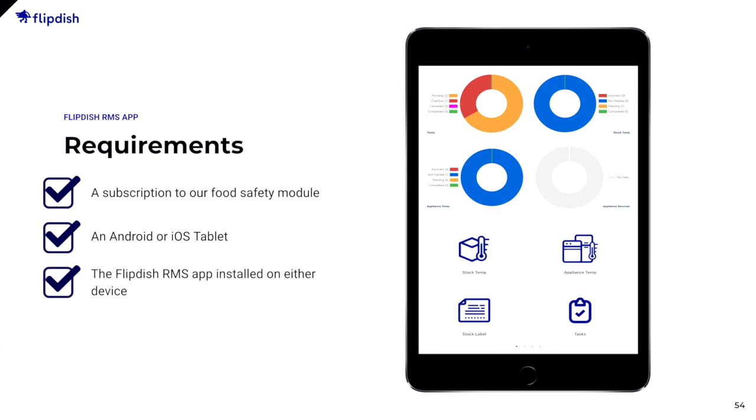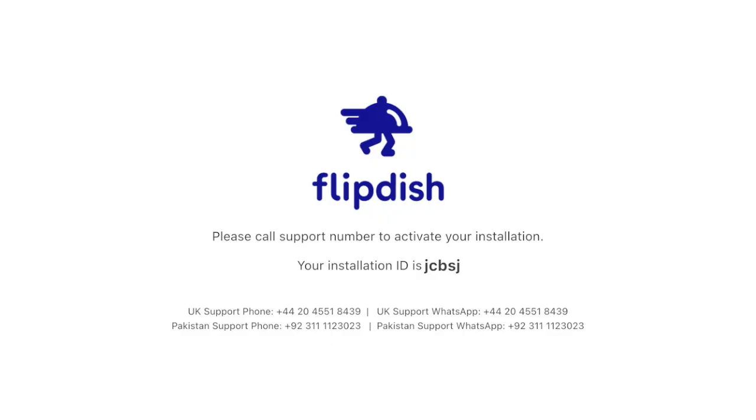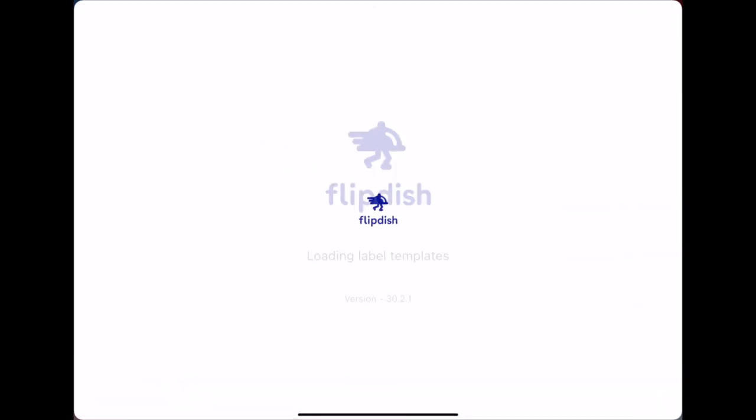You will then need to download the Flipdish RMS app and have it installed, and the Flipdish activations team will need to activate the app the first time you use it. Simply follow the instructions on the screen of your tablet when you open the app for the first time. You will be shown phone numbers and a unique installation ID, which you will need to give to our activations team. Once you've been activated, open the Flipdish RMS app.